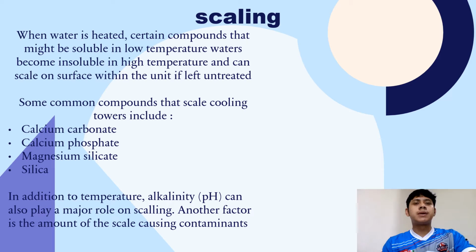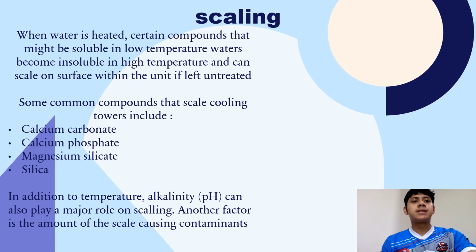Some common compound that scale cooling tower include calcium carbonate, calcium phosphate, magnesium silicate, and silica. In addition to temperature, alkalinity or pH can also play a major role on scaling because as pH increase, many scale forming compound decrease in solubility, precipitating out in higher rates when the water is heated.